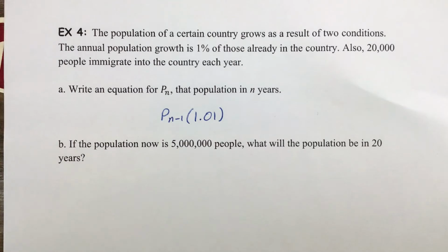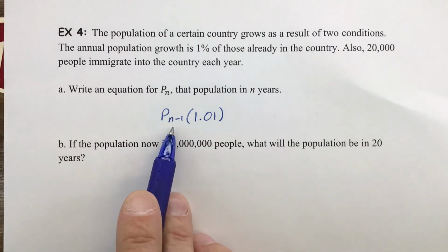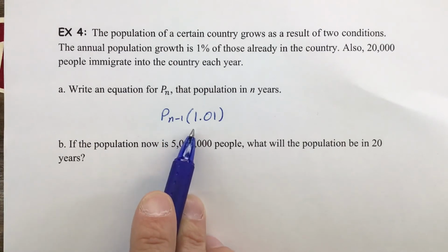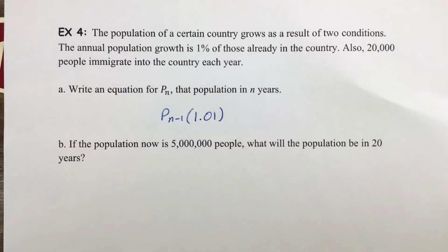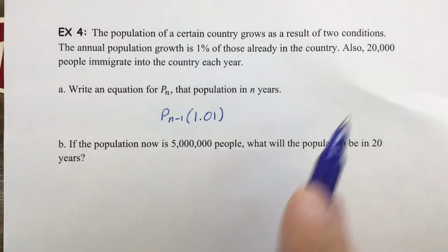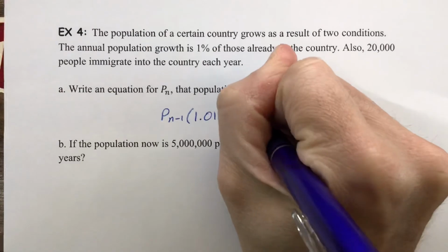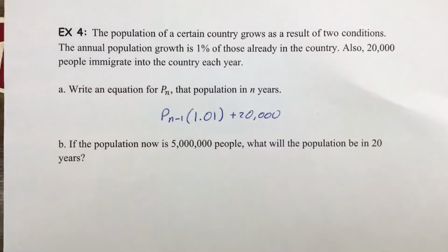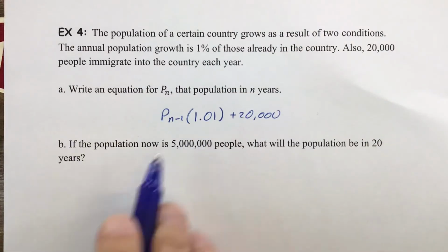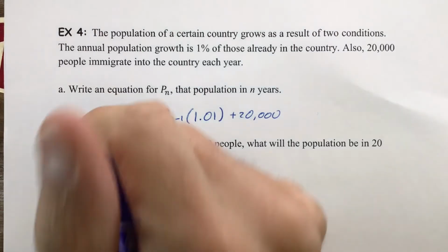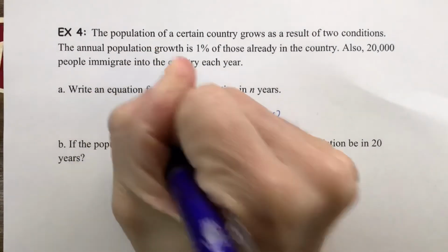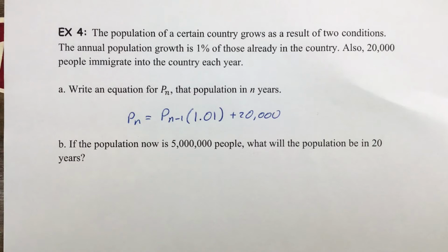Okay, in addition to taking the original population, or the population the year before, and multiplying by 1.01 to get that 1% increase, we also have to account for the 20,000 people that immigrate, which is going to be an addition of 20,000 after the 1% increase. Okay, so this is the formula for Pn.